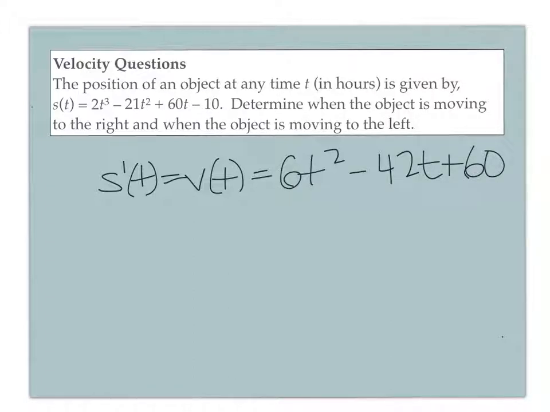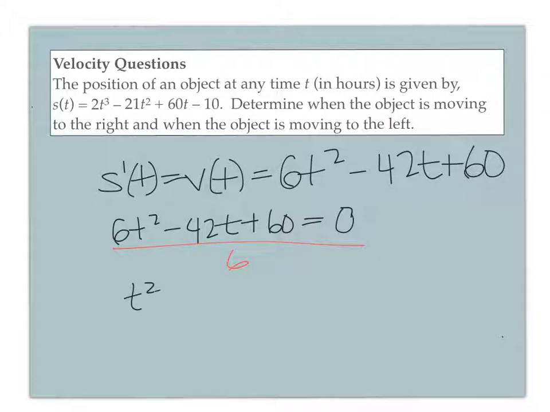So I would be setting 6t squared minus 42t plus 60 equal to 0 and solve that. Now, these numbers are pretty high, so the first thing I would definitely do is divide everything by 6. So I get t squared minus 7t plus 10, which makes it much easier to work with.